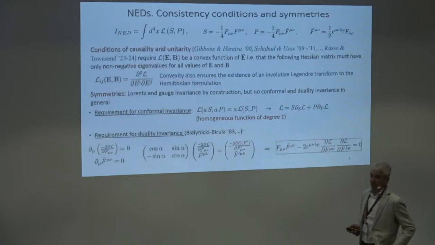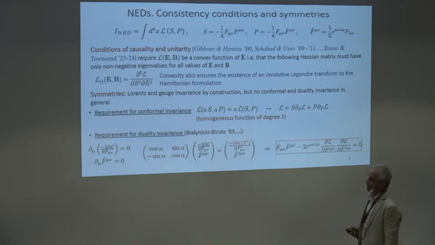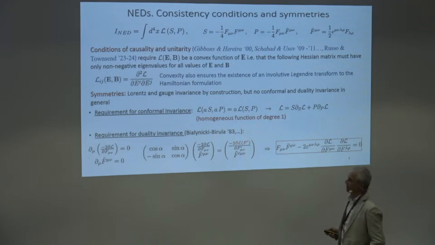Now, what kind of properties would we like these nonlinear electrodynamic theories to have? The first is, of course, the consistency of the theory, for example, causality and unitarity, which restricts the form of this Lagrangian. There has been activity on finding the conditions on the Lagrangian for the theory to be, for example, causal, and in a very recent work by Jorge Russo and Paul Townsend, they have found the most general conditions which the theory should satisfy for strong causality.